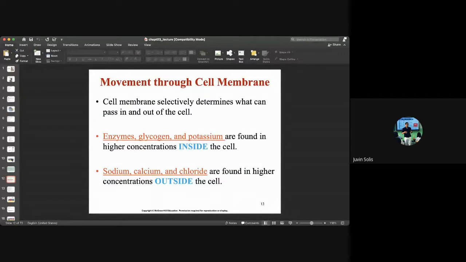And let's go here. Let's talk about the movement through your cell membrane. A cell membrane selectively determines what can pass in and pass out of the cell. A while ago, I already mentioned this one. Now, the enzymes, glycogen and potassium are found in higher concentration inside the cell. So whenever they ask you, okay, how's the concentration inside the cell? What are the compositions that you can see there? You can say they are the enzymes, glycogen, potassium. How about outside? You can say your sodium, calcium, and chloride. And that's the movement through your cell membrane.